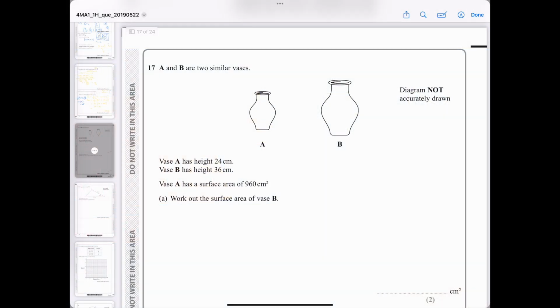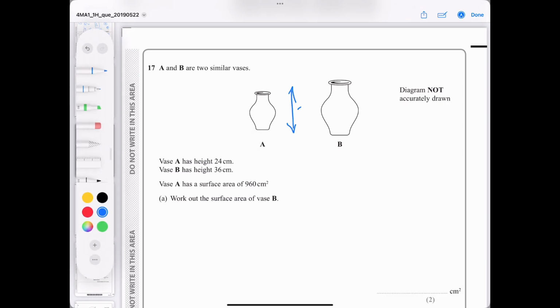A and B are two similar vases. Now, vase A has a height of 24, and that's our linear, and vase B has a height of 36. So the relationship between the two in terms of its linear amount, so let's do that's A, that's B, and this is linear.